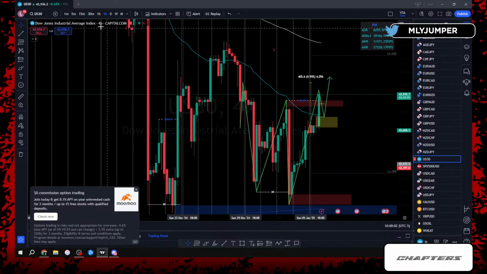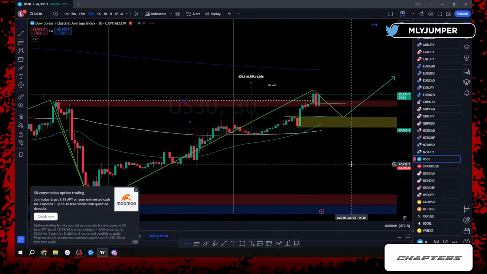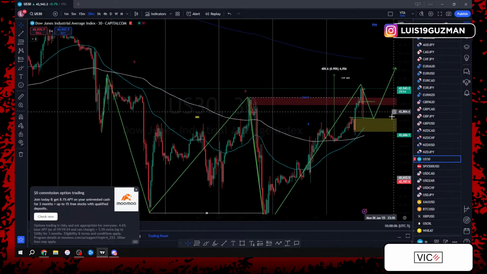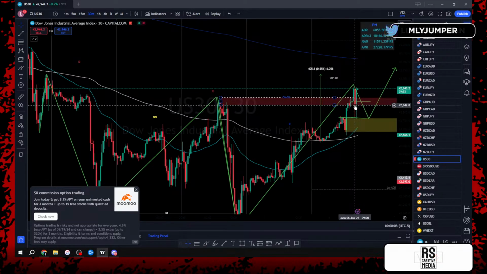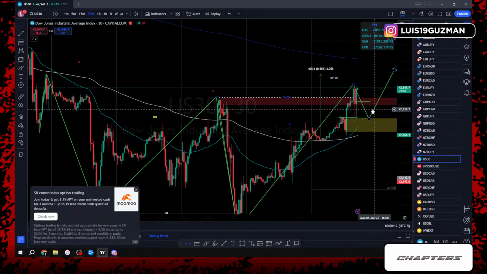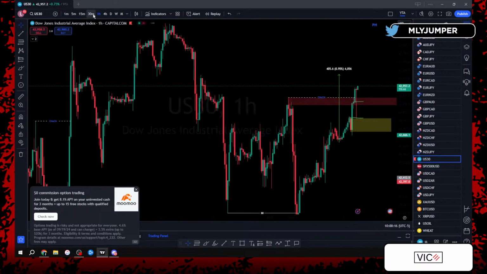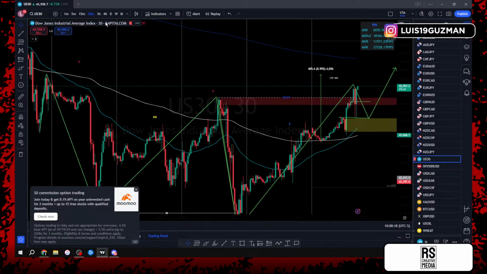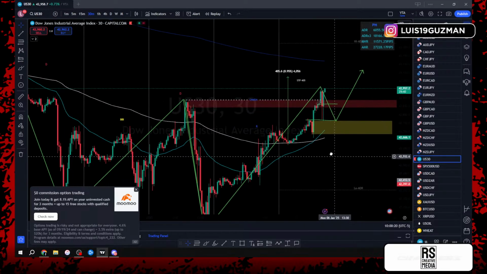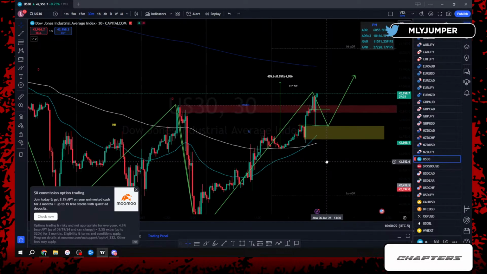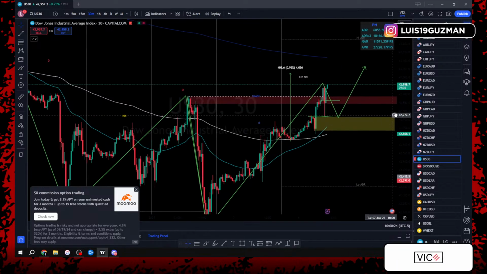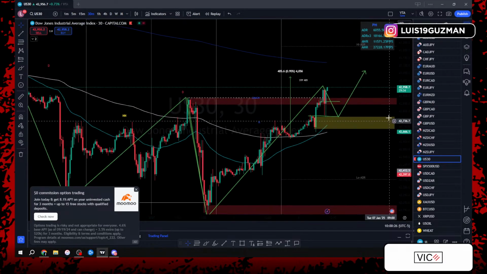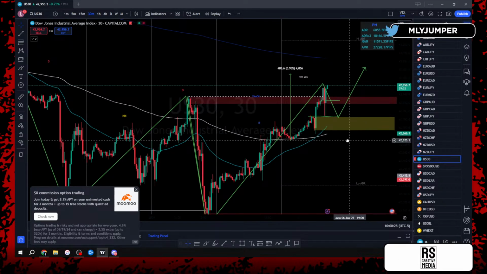10 seconds, we got the candle closure. Now on the 30-minute time frame, I'm going to want to see price do the same thing it did for these last two 30-minute candles. I want to see price come back down, give me a pullback, give me a retest to then continue the push to the top side. Let's see what price wants to do here.